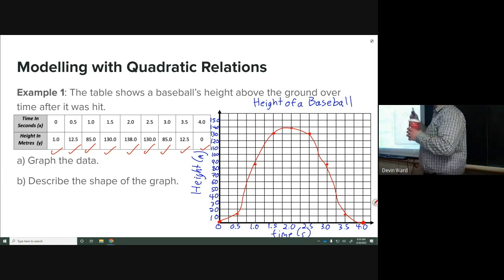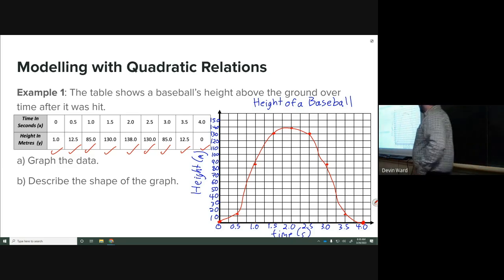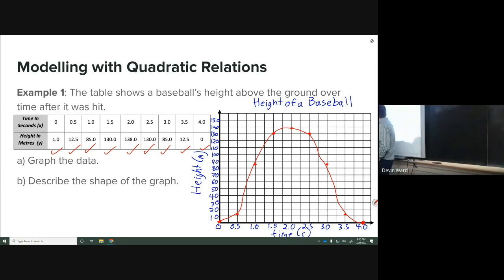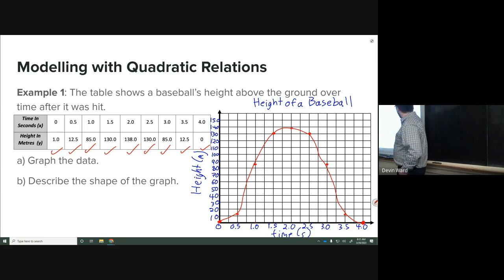So then we see a pattern in the numbers too. So just kind of ignore this one at first. We'll go 12.5, 85, 130, 138, 130, 85, and 12.5. Perfect. So it's inclining, going up, and then coming back down. It's declining at the same rate, at the same numbers.